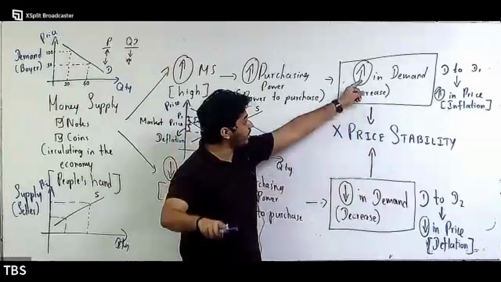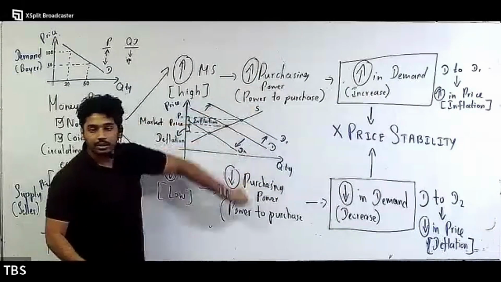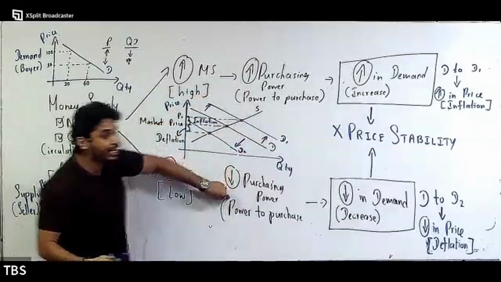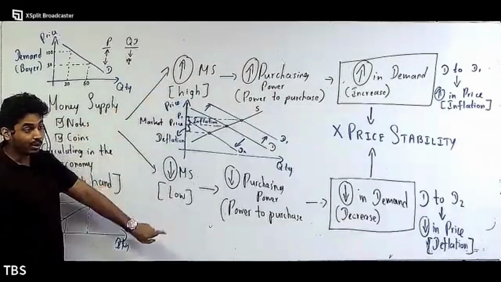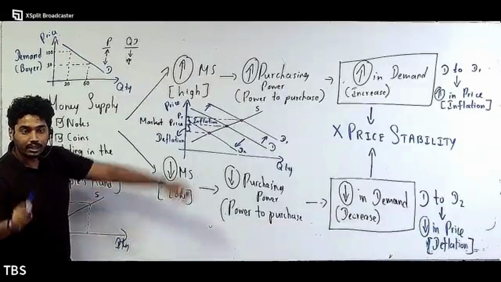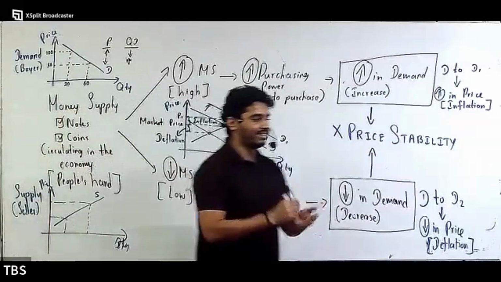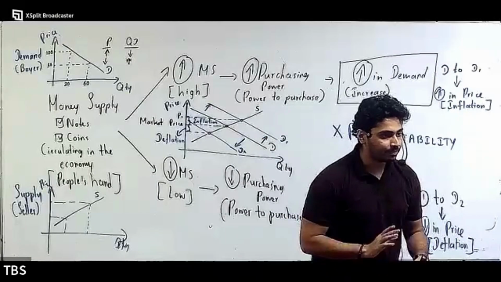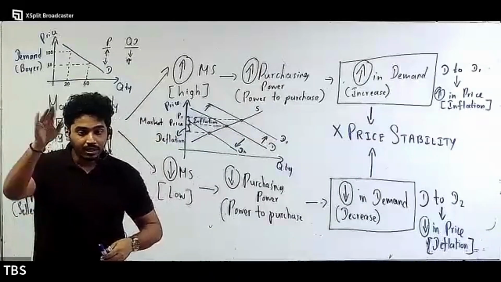Demand is increasing or decreasing because there is an increase or decrease in what? Purchasing power. Purchasing power is increasing or decreasing because the money supply is high or low. So what's the primary factor leading to the increase and decrease in demand? Money supply. That's what I'm saying. The conclusion: what's the primary factor? Money supply. Money supply is the culprit. That leads to an increase in price and a decrease in price.